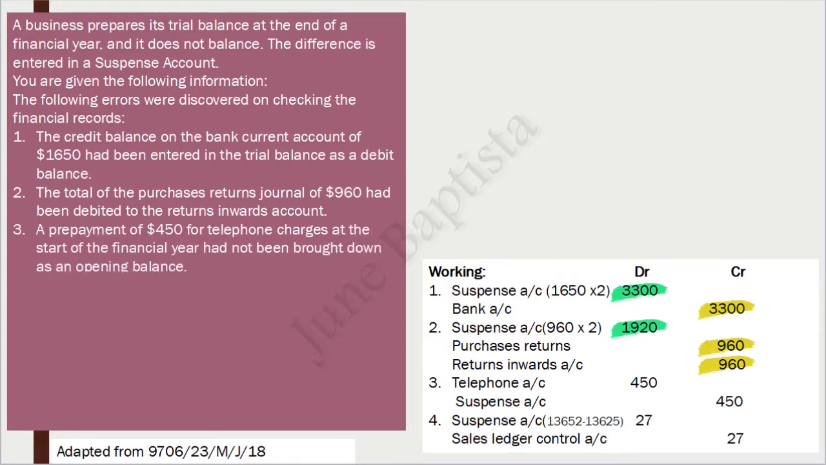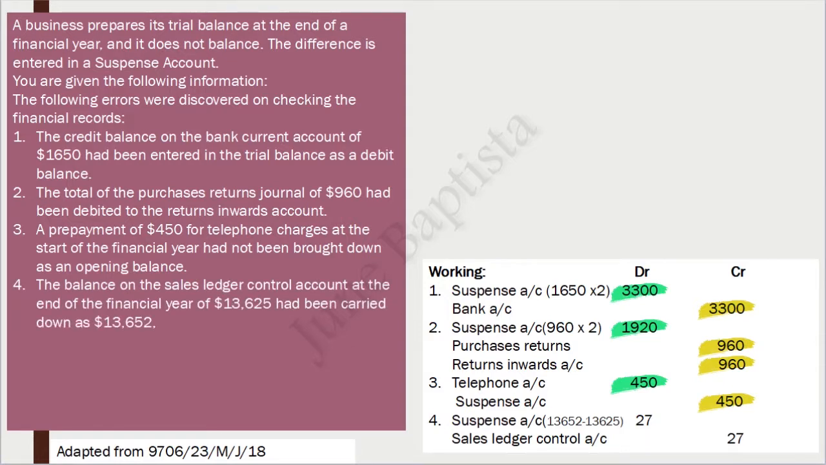Error number 3. A prepayment of $450 for telephone charges at the start of the financial year had not been brought down as an opening balance. Since this opening balance is a debit balance, we will debit telephone account $450. Therefore, suspense account will be credited $450 in the working.